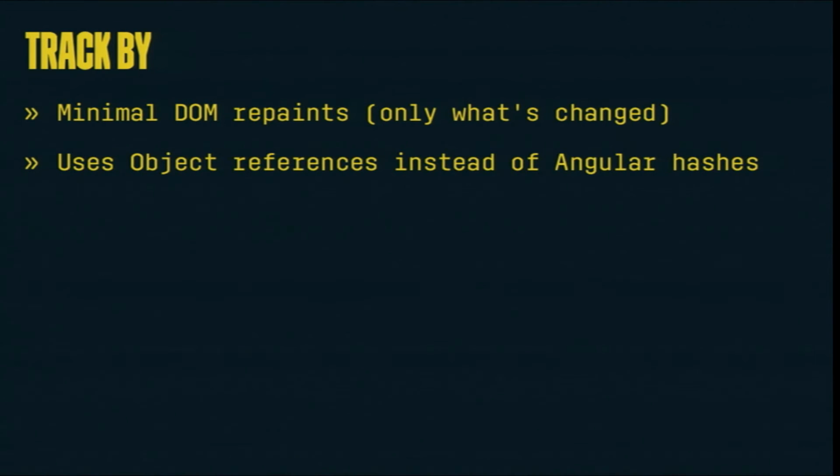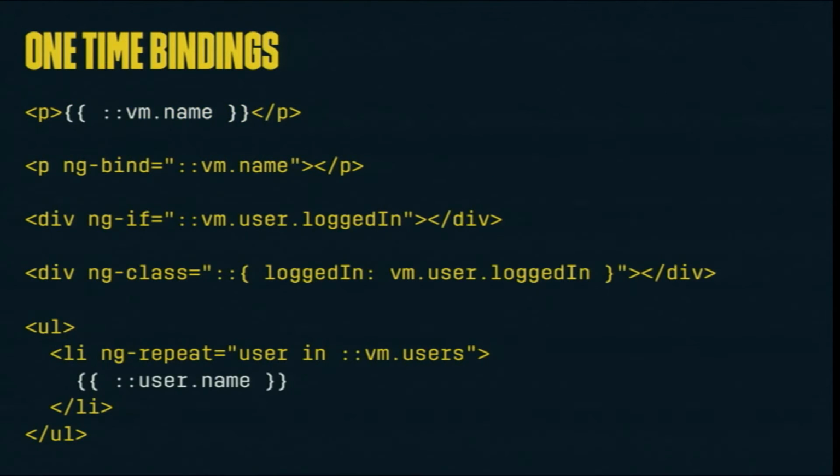Track-by minimizes DOM repaints. It uses the object references instead of Angular's made-up stuff underneath, which it doesn't do as well as doing it yourself with a unique property.